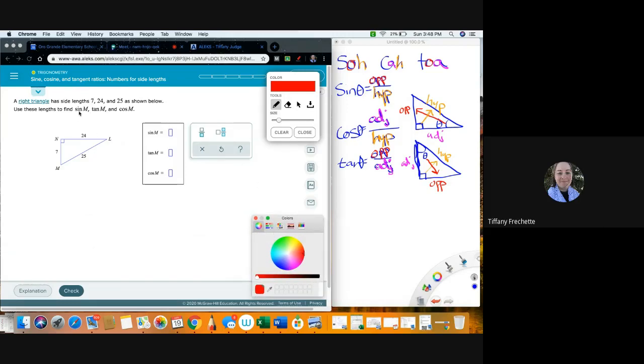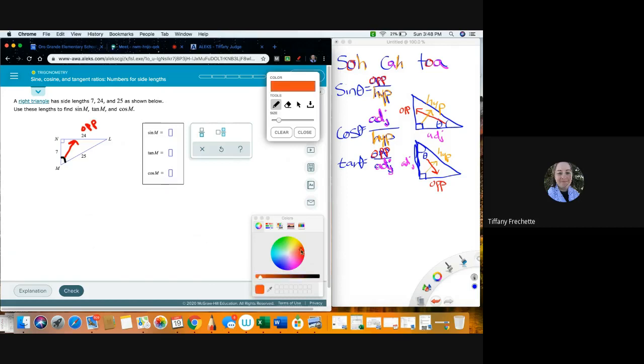So let's do sine first. So sine of m. Remember, we're looking at this angle right here. So this is the angle we're looking at. And so for sine, I want opposite, which is 24. So this is my opposite. And I'm going to go ahead and label this.